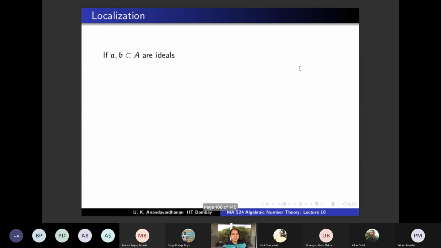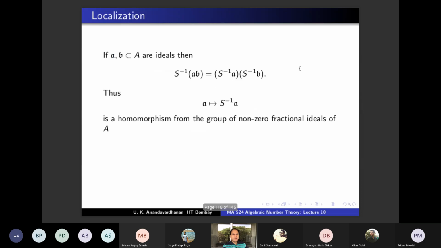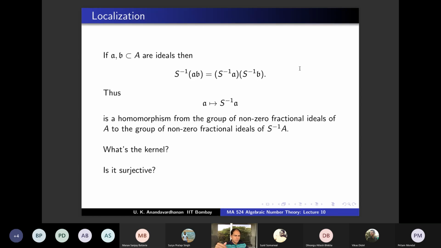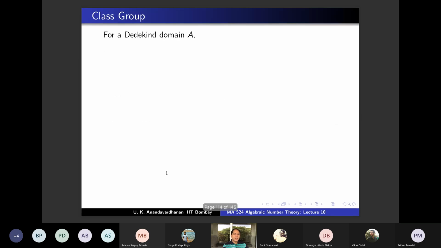So you've got a surjective morphism from the group of fractional ideals of A to the group of fractional ideals of the localization, whose kernel is easy to describe. It is exactly those fractional ideals which intersect your multiplicative set. Okay, so keep that in mind. I haven't put the answers here. These are obvious. Kernel is that and surjective answer is yes. Okay, now we will stop after this. So we are stopping a bit earlier today.